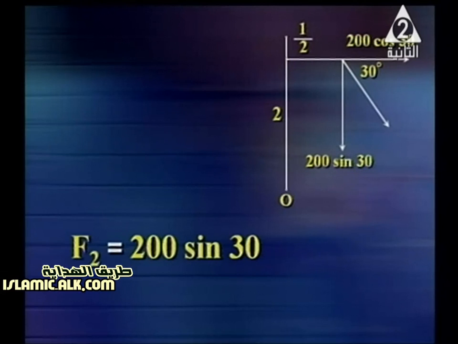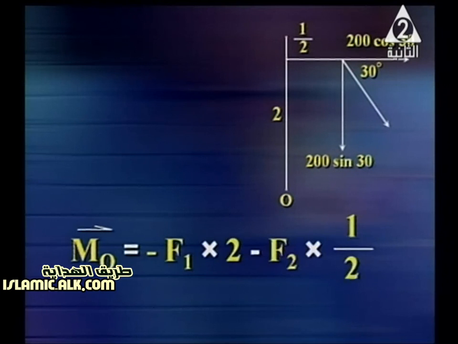F2 equals what? 200 sine 30. Sine 30 equals half. In this case, F2 equals 100 Newton. Moment equals negative F1 times 2, minus F2 times 1 over 2, or distance half. Look at 2, the intercepted y-axis, and 1 over 2, the intercepted x-axis.